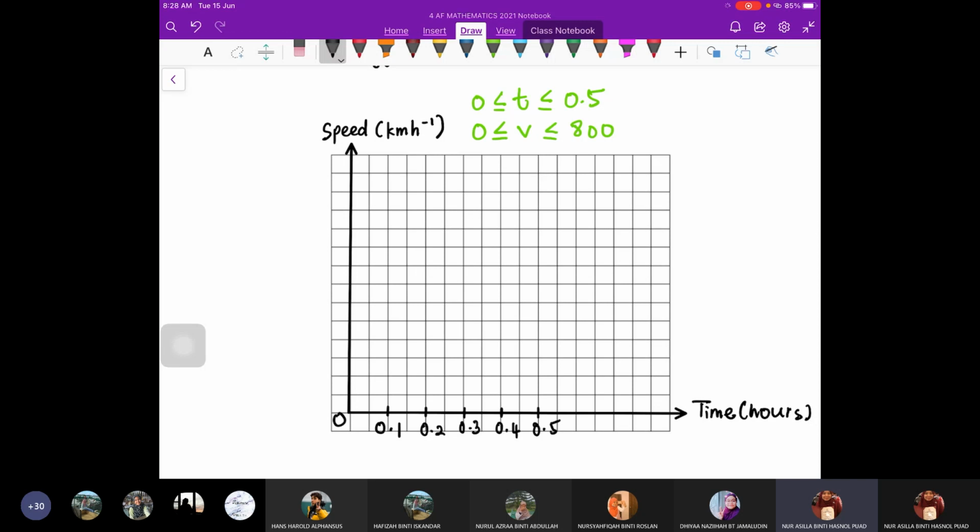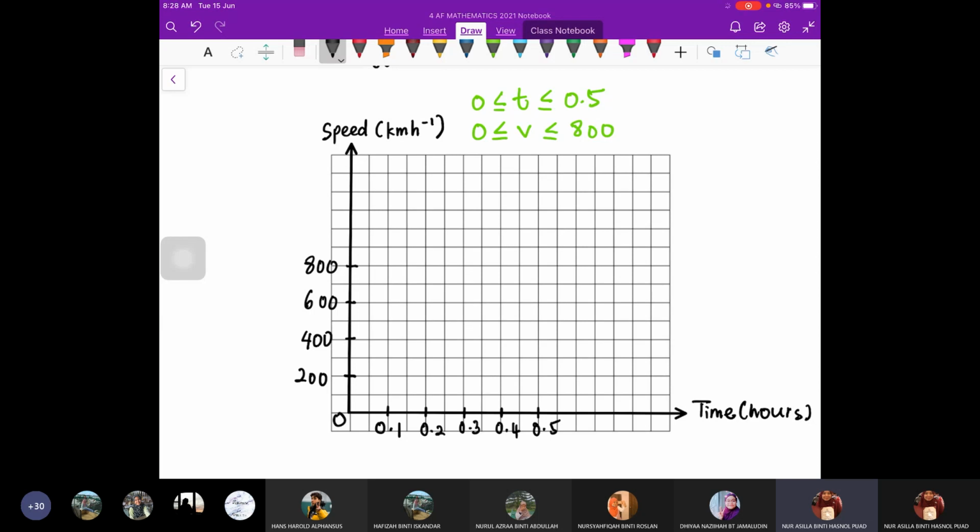Okay, 0 until 800. Okay, this one is going to be tricky. So, do I do 2, 4, 6, 8? Or do I do 100, 100, 100 up to 800? So, it all depends on your grid. Okay, so here my grid here, I can only do multiply by 2. So, we start with 200. 2, 4, 6, 8. I can only do that.